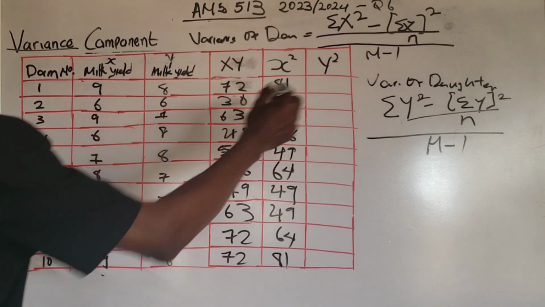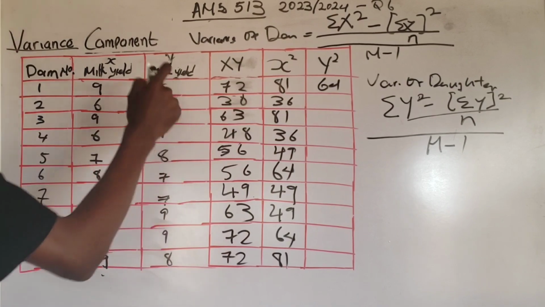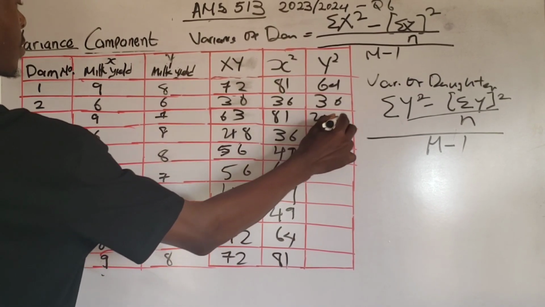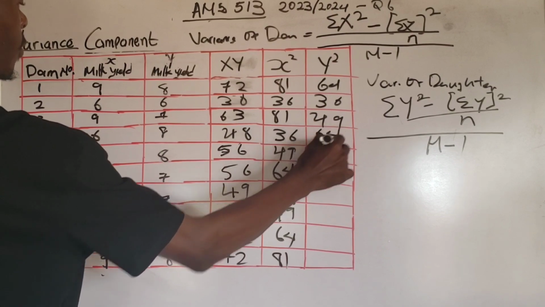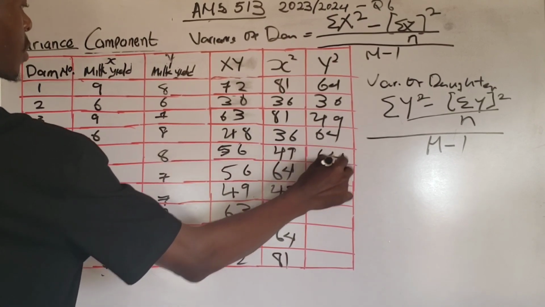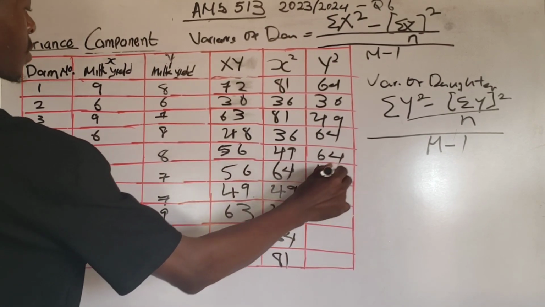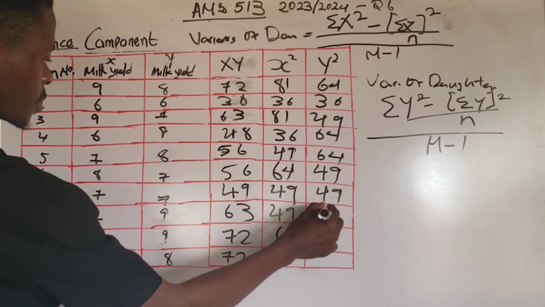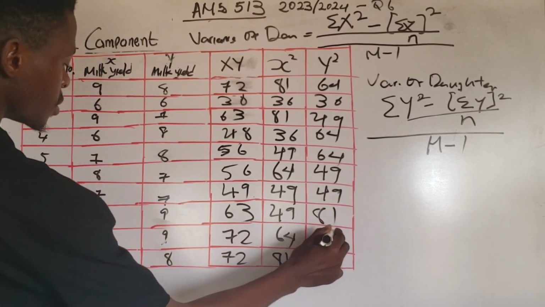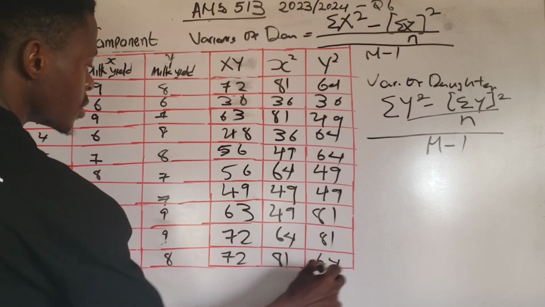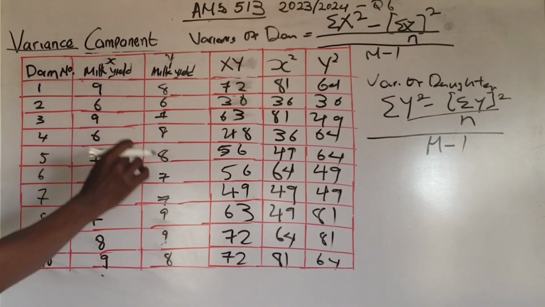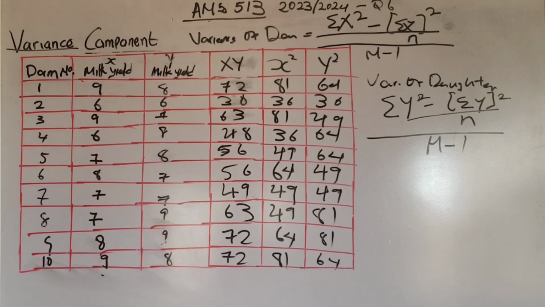8 square is what? 64. 6 square is 36. 7 square is 49. 8 square is 64. 8 square is 64. 7 square is 49. 7 square is 49. 9 square is 81. 9 square is 81. 8 square is 64. So at this stage, we need to find the summation of all of these that were given.